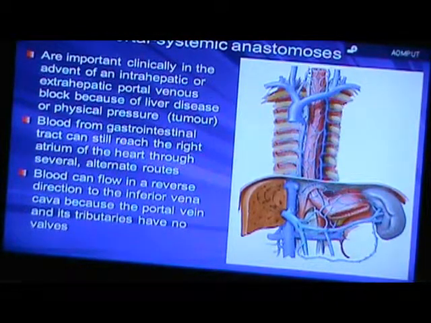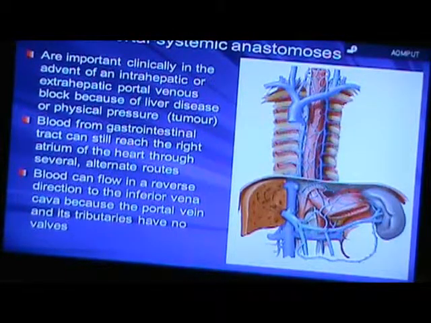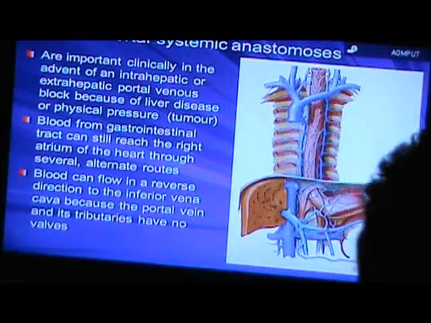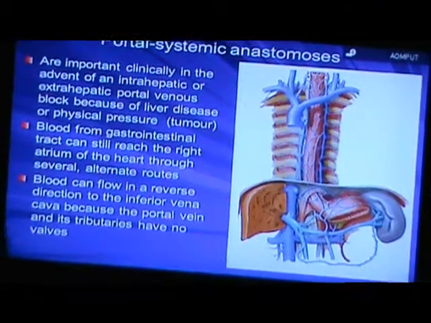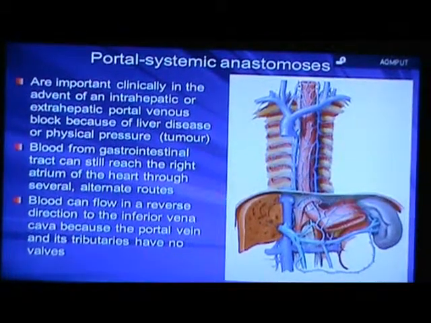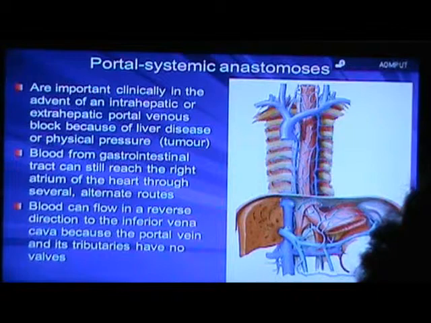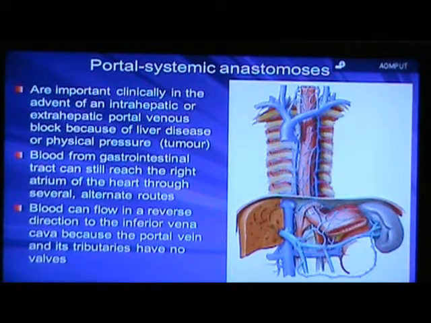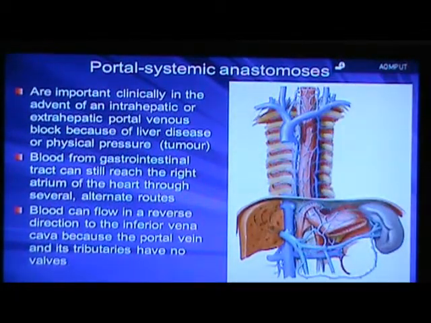Why are we talking about the portal systemic anastomosis? You need to understand it now, in the anatomy course, because later maybe nobody will find the time for explaining it. So now you need to understand why we are talking about such portal systemic anastomosis. They are very important clinically in the advent of an intrahepatic or extrahepatic portal venous block, because of liver disease or physical pressure from a tumor.